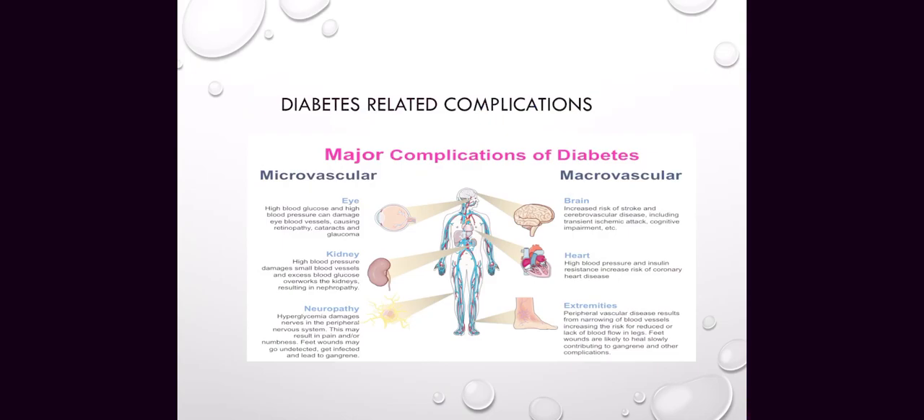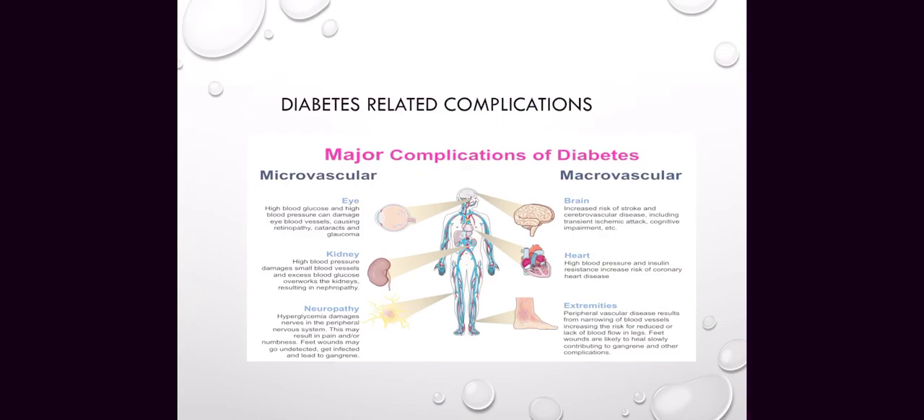Considering the microvascular effects diabetes type 2 has, it generally affects the blood vessels of the eyes, causing retinopathy, cataract and glaucoma. In the kidney, high blood pressure and the high sugar level increase the small blood vessel pressure and excess blood glucose, and it overworks the kidney, resulting in nephropathy. And also hyperglycemia damages the nerves in the peripheral nervous system, causing neuropathy.